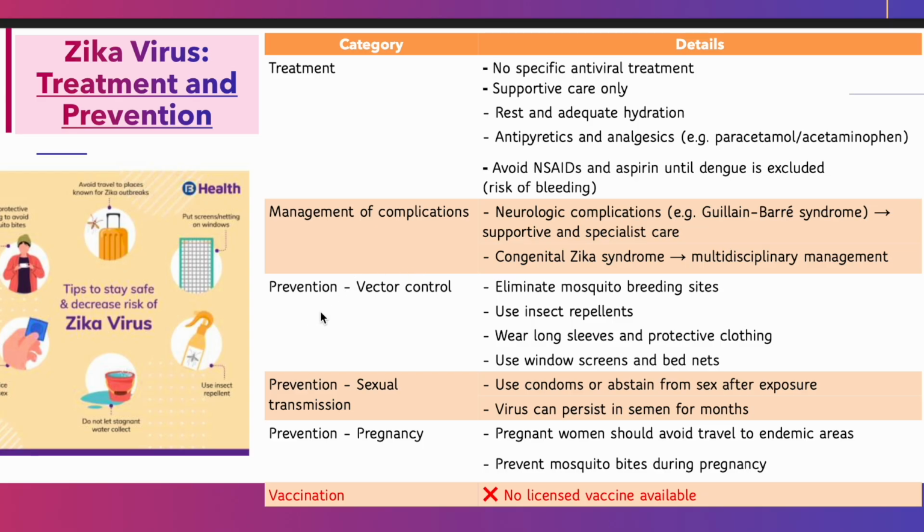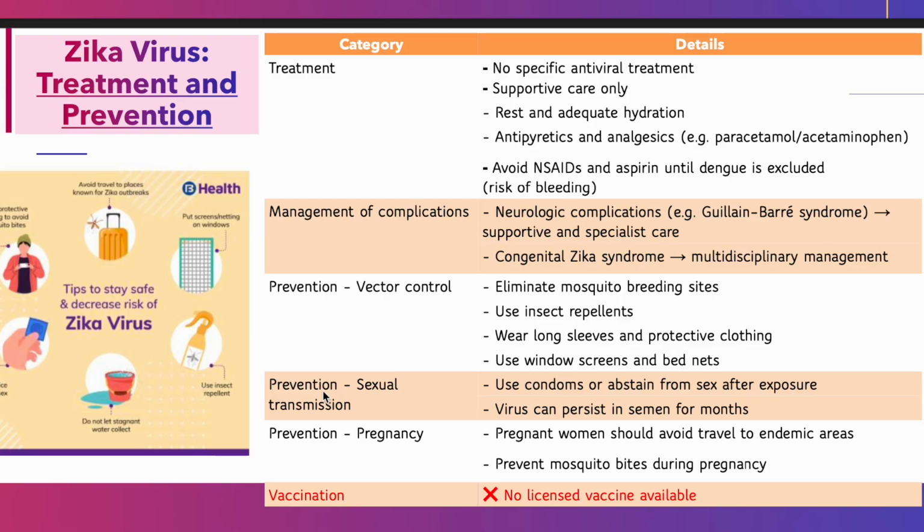For the prevention, eliminate the mosquito breeding sites, use insect repellent, wear long sleeves, use window screens and bed nets in areas that have a lot of mosquitoes or a risk that mosquitoes will bite.